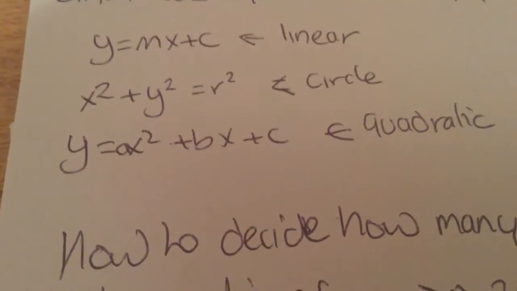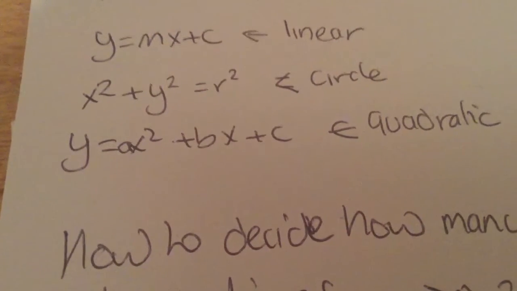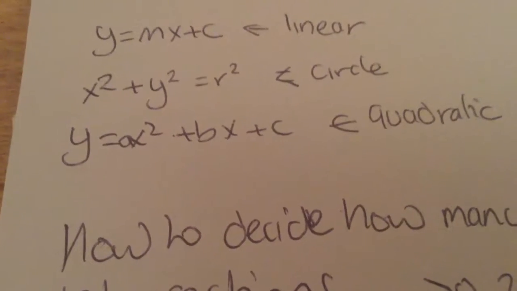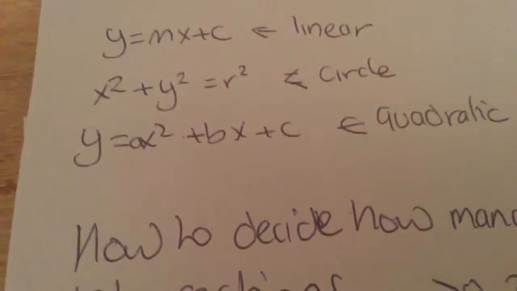First of all, what is the form of a linear equation? Y equals mx plus c. Now you've seen in other videos with me that there are other forms of linear equation, but I'm using this one now because hey, you know about all the rest.